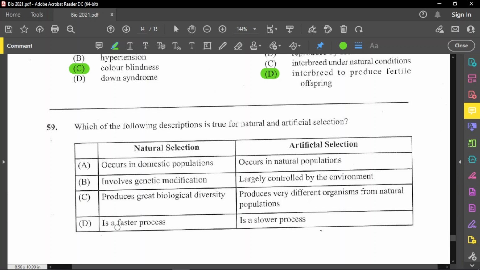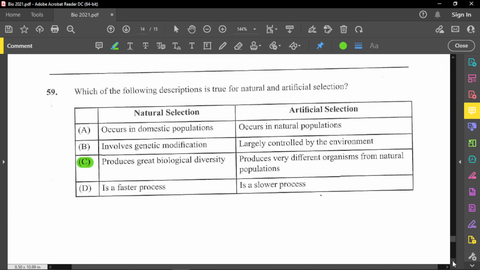Let's look at D. It said it is faster process. Natural selection is faster. No, it's really a slow process. If you are doing it artificially, then you decide there and then how fast you want to do it, and all those things can be manipulated. So C is our better option right now.